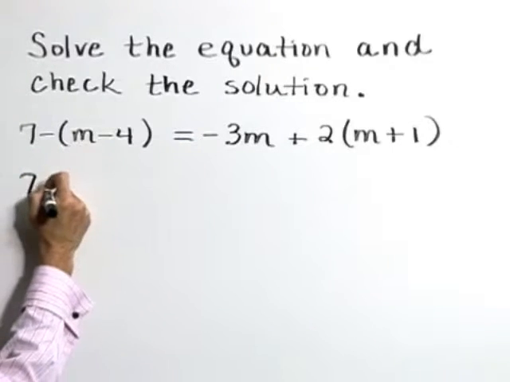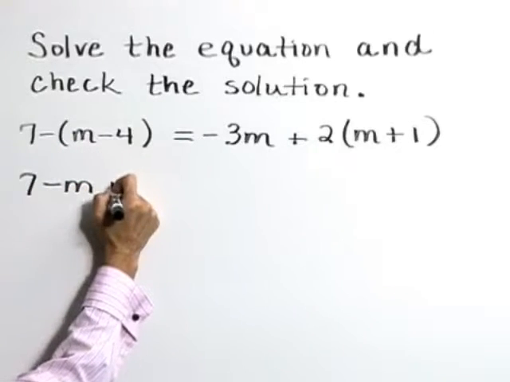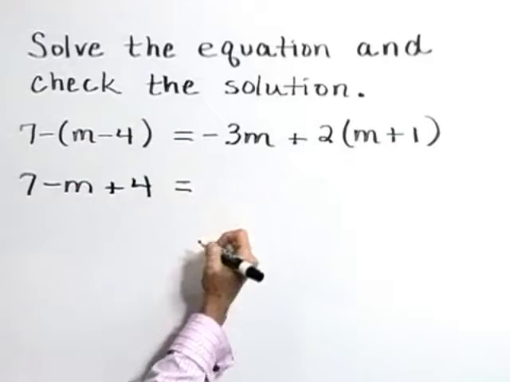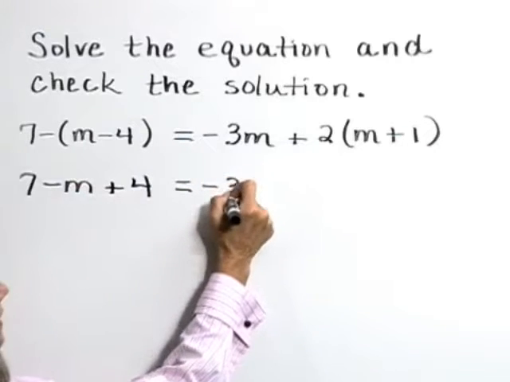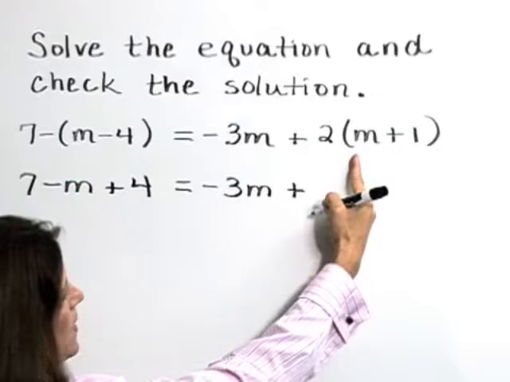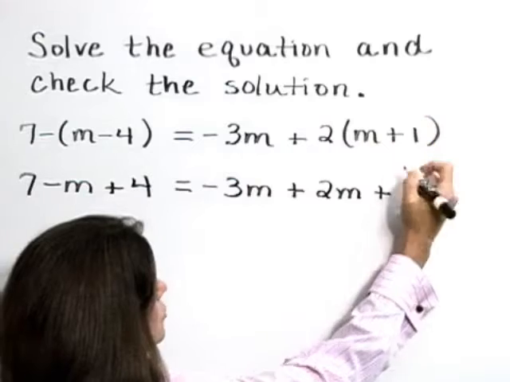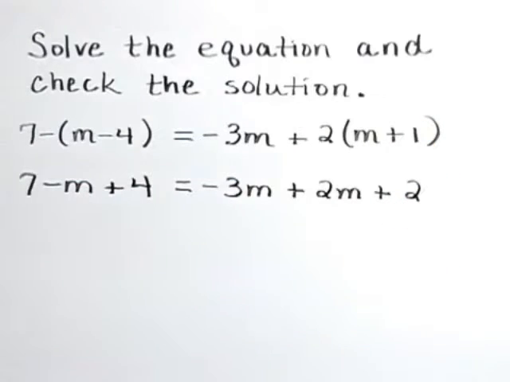So on the left we'll have a 7 minus m, and minus a negative 4 is plus 4. On the right hand side, negative 3m plus, let's distribute the 2 through as well. 2 times m is 2m plus 2 times 1, or 2.